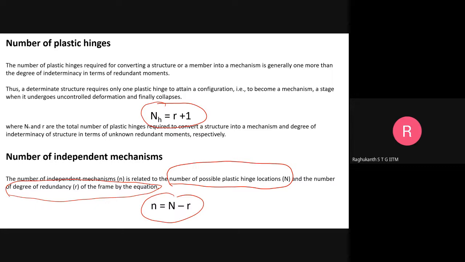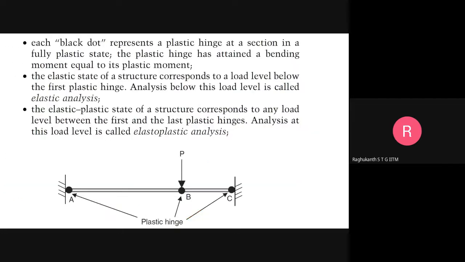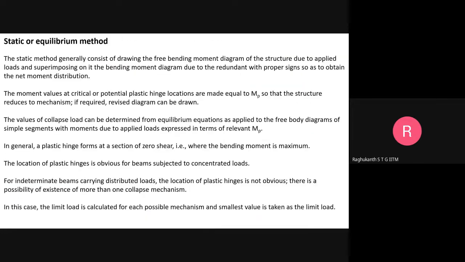Of course these formulas are not required, you see. By looking at the structure itself, we can decide how many plastic hinges or how many mechanisms we can easily calculate. But if you want some starting formula, you can use these expressions. Anyway, this is for a fixed beam. So now this is how the equilibrium method comes into the picture, based on those assumptions.